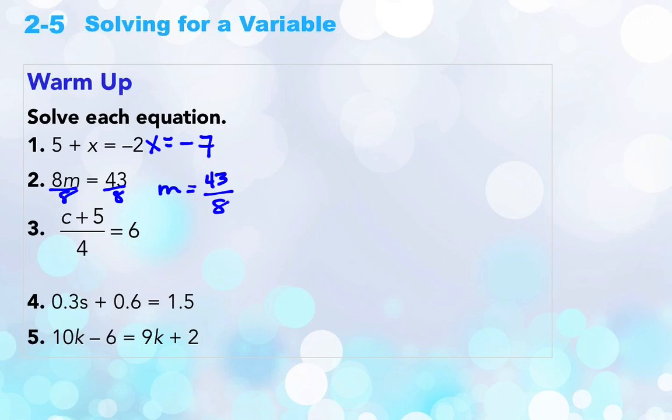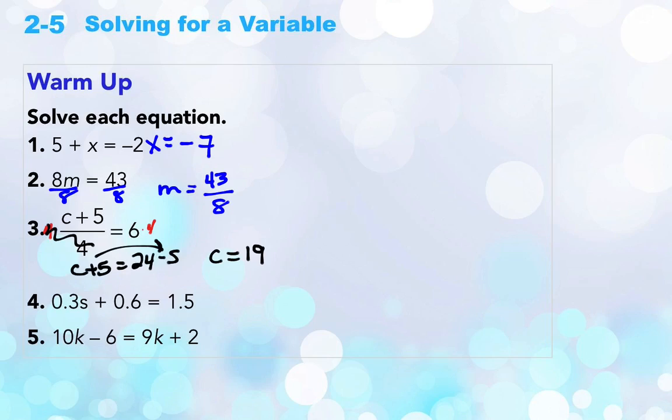Number 3, a little bit, it's a two-stepper here. First, we're going to have to get rid of the fraction by multiplying both sides by 4. So you'll end up with this canceling out, and you're going to have c plus 5 equals 24, and then bring this over and make it a -5. So c is going to be 19.